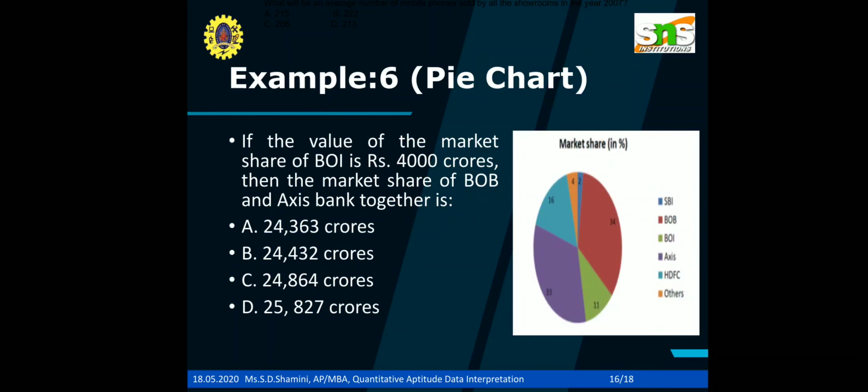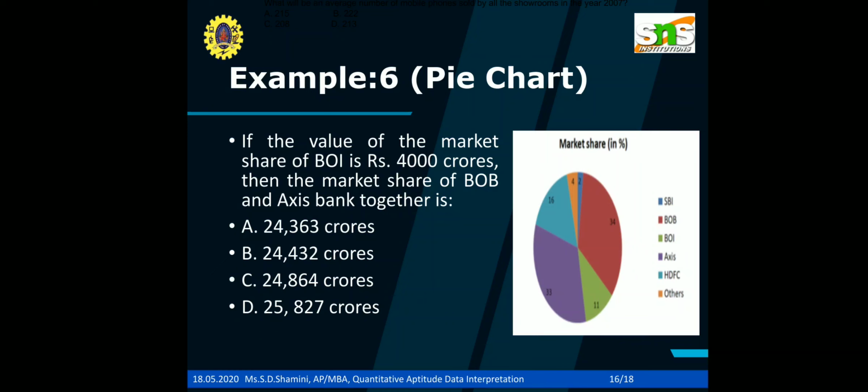Okay, and next is the pie chart. So some bank ஓட market share எல்லாமே கொடுத்துருக்காங்க. If the value of the market share of BOI, Bank of India, is 4,000 crore, then the market share of Bank of Baroda and Axis Bank together is what? Okay, இது நம்ம கண்டுபிடிக்கணும். So இதில் this is the most common question. இந்த மாதிரி questions கேட்பாங்க. You will be given the share price and based on its comparison with the percentage given in the question.